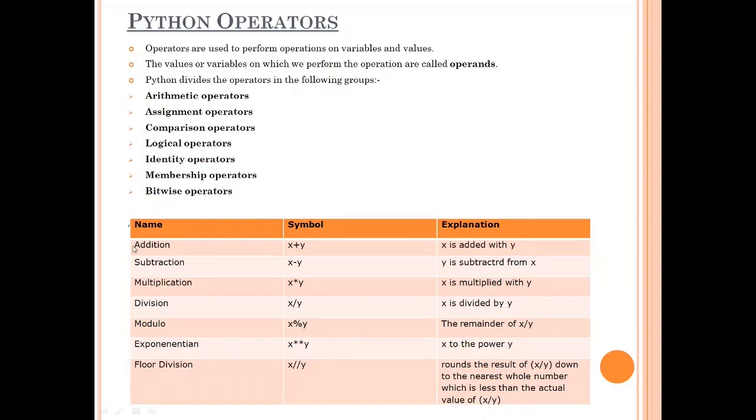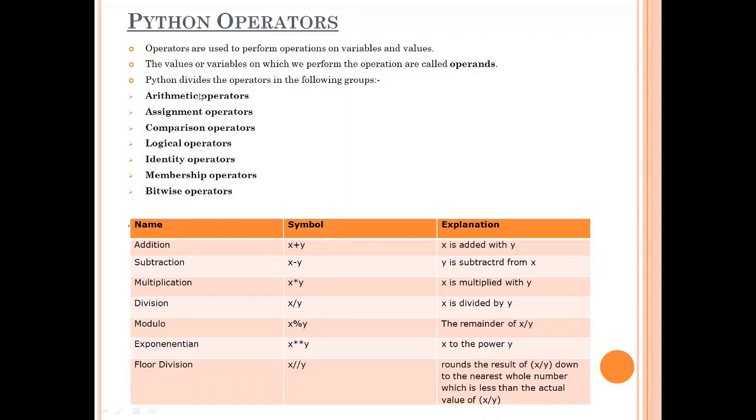So look at this example. This is the addition operator. This plus operator is called the addition operator, and we are performing the addition between two variables x and y. So in this case, the operands are the variables x and y, as we are performing the operation on these variables.